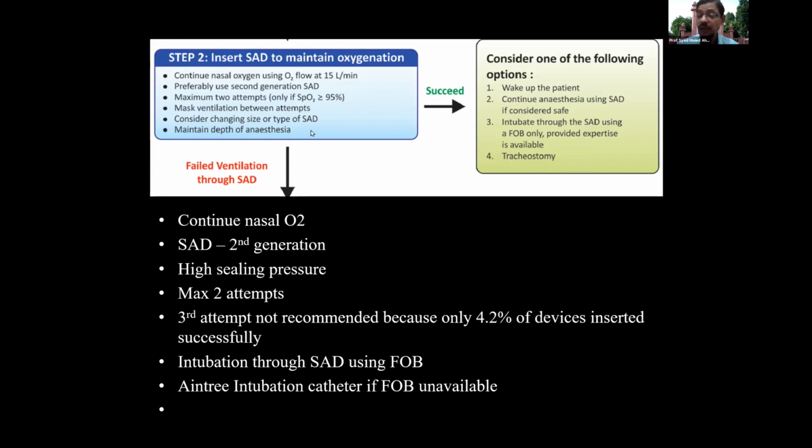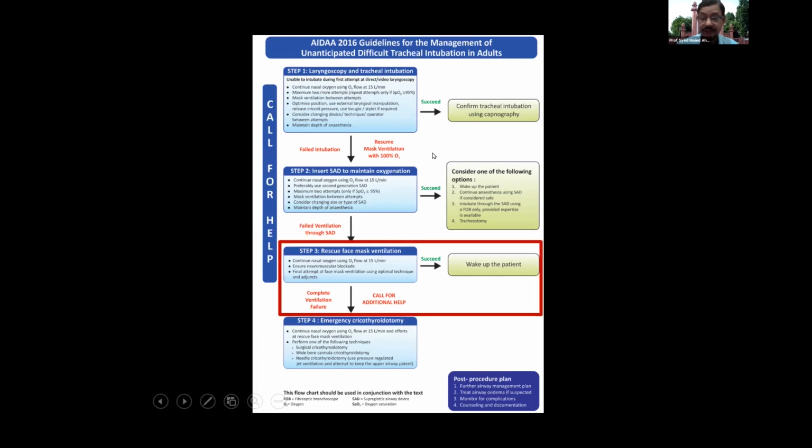And so that is better. Instead of going on for a third attempt, you can change to some other technique as well without wasting time. Now, if you succeed, then wake up the patient or continue anesthesia using the supraglottic airway device. Or if you need a definitive airway, you need to intubate through the supraglottic airway device with the help of a fiber optic bronchoscope, or you can go for tracheostomy as well. Now, if you fail to insert a supraglottic airway device, then you go to step 3.